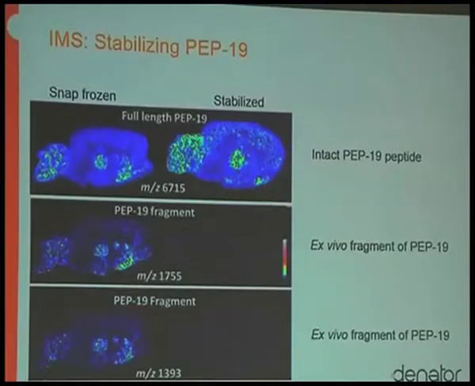What's interesting is when we go down and look at the two other masses, which have been identified as degradation fragments from this full-length peptide, we see that they are only found in the snap frozen, where we have enzymatic activity. And they have roughly equivalent distribution, as you would expect from a degradation fragment.